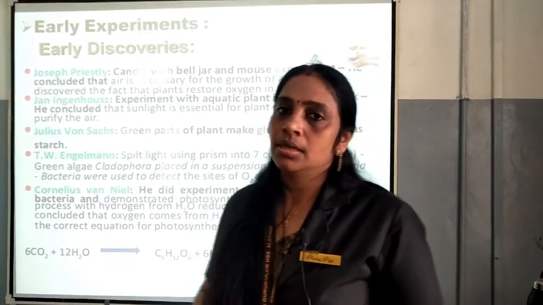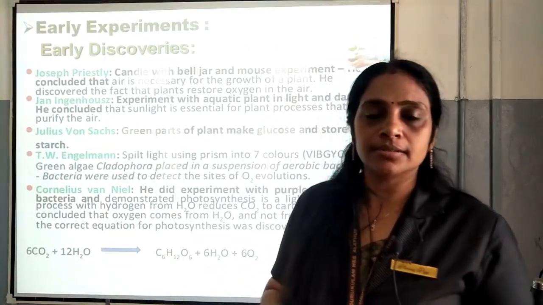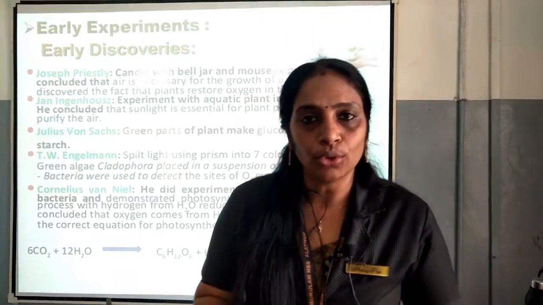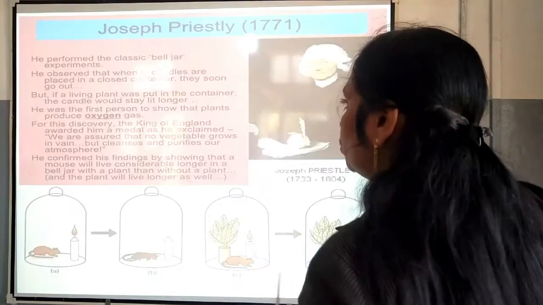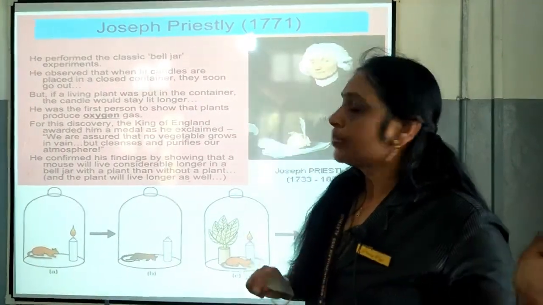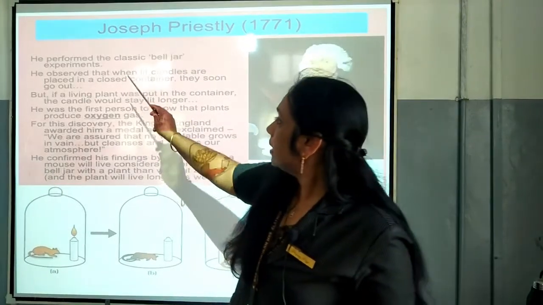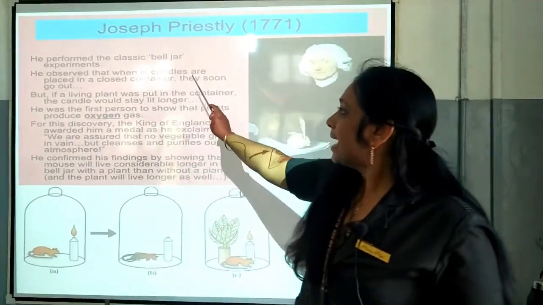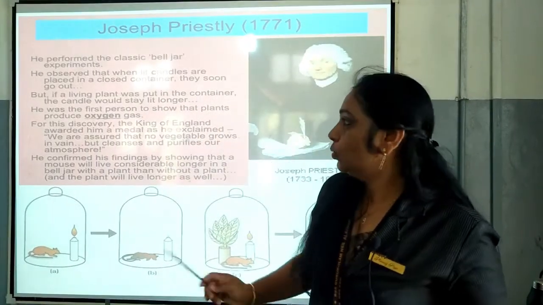So these are the early experiments conducted by certain scientists on photosynthesis. All these are important, my dear children. You have to go through it. I told you in the beginning, Joseph Priestley performed the classic bell jar experiment, and he observed that when lit candles are placed in a closed container, they soon go out.